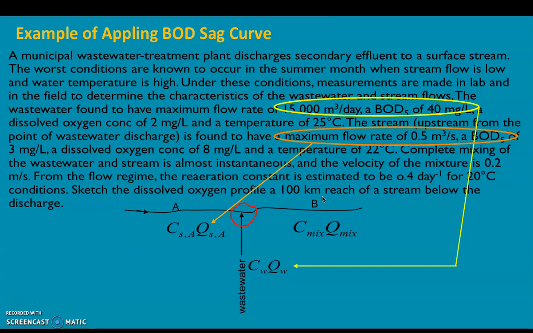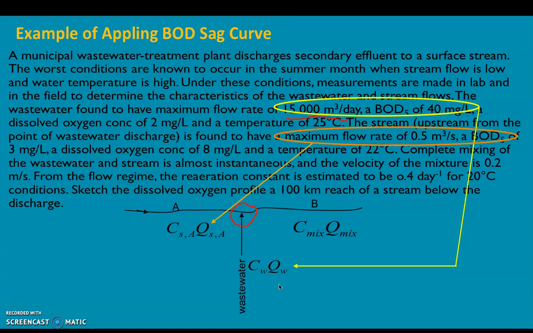Given to you, the wastewater is found to have a maximum flow rate of 15,000 meter cube per day. This is the flow rate of your wastewater stream, and you need to convert it into meter cube per second. Also given, BOD5 is equal to 40 milligram per liter, which is a parameter for the wastewater stream, and the DO concentration is 2 milligram per liter at a temperature of 25 degrees C.